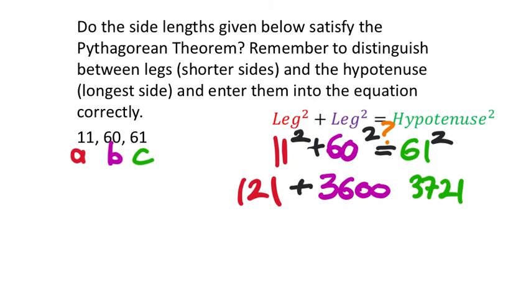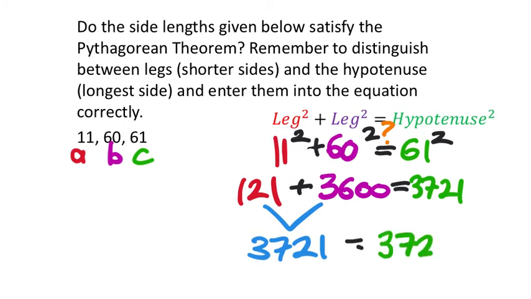Now, if I add the two legs together, I should get that green value, 3,721. And when I do, 121 plus 3,600, yeah, 3,721. So again, this is more of a question. Does that equal 3,721? Because if it does, then this would be a right triangle. That's true. Right there, okay?